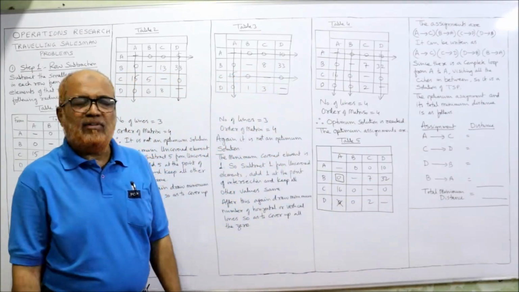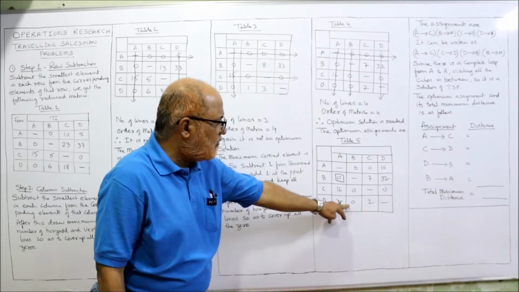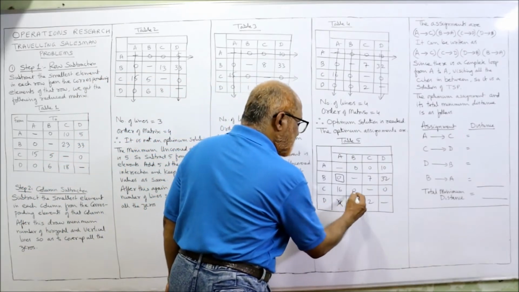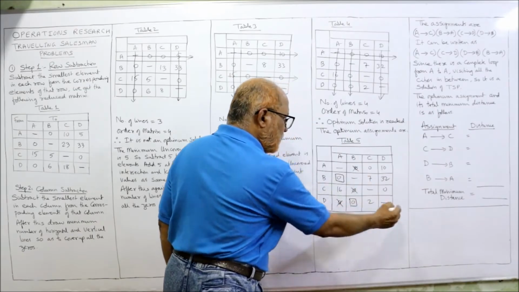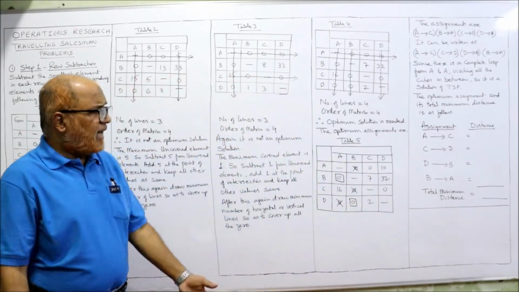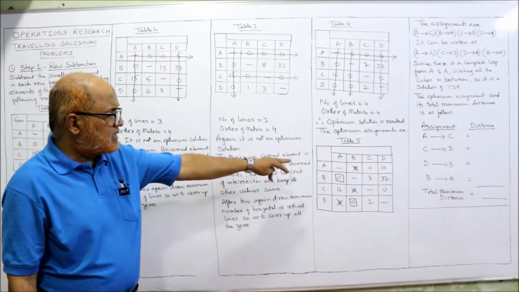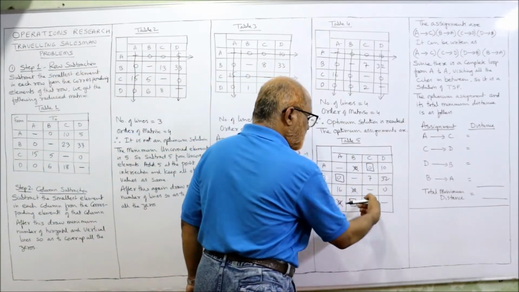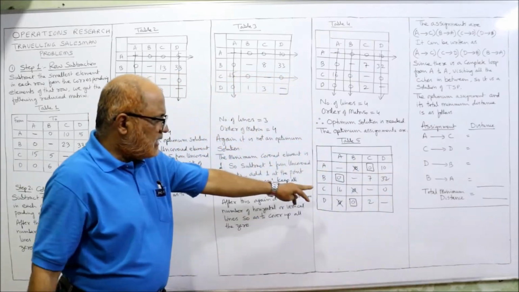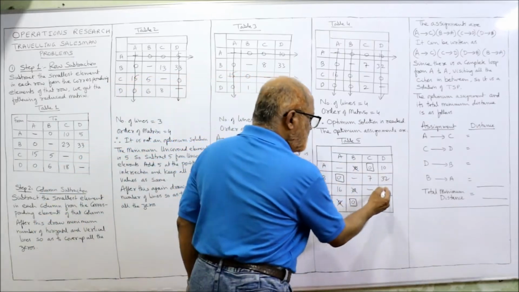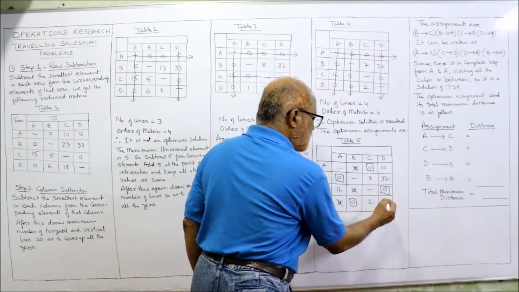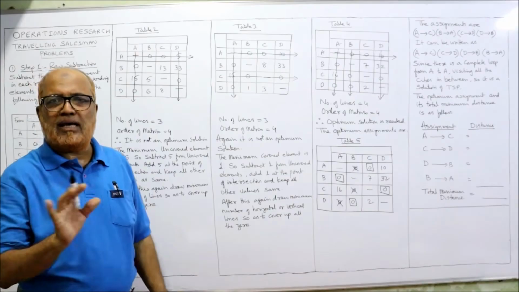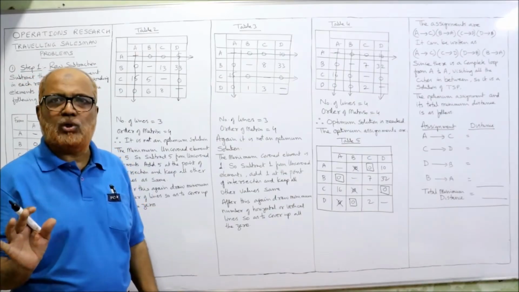Any other row having a single 0? Yes, D row we have a single 0. So assign this 0 and cancel the other zeros in that column and row. Any other row having a single 0? Yes, A row we have a single 0. Assign this 0. No other 0 in that column and row. Lastly, C row is also having 1 zero. So assign this 0. Now you can see all the zeros are either assigned or cancelled. That is the final solution.